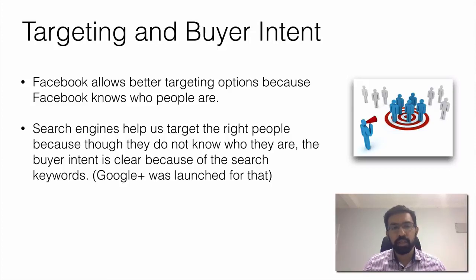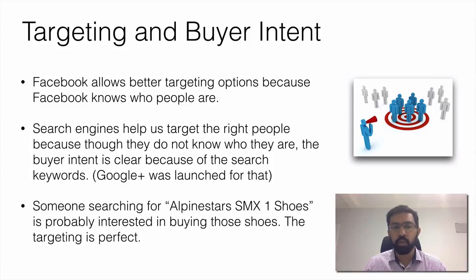At the same time, search engines help us target the right people, because though they do not know who they are, Google does not have as much information as Facebook about the exact person who is spending time online, but the buyer intent is very clear because of the search keywords, right? So here the targeting is very clear. For example, let's say someone is searching for Alpine Stars SMX1 shoes. These are a particular type of motorcycle riding shoes. So he is probably interested in buying those shoes, and here the targeting is completely perfect.